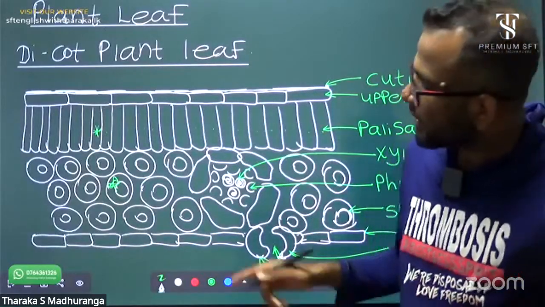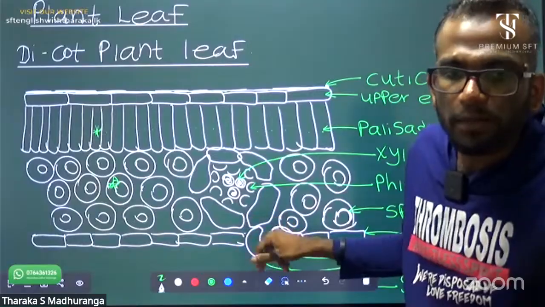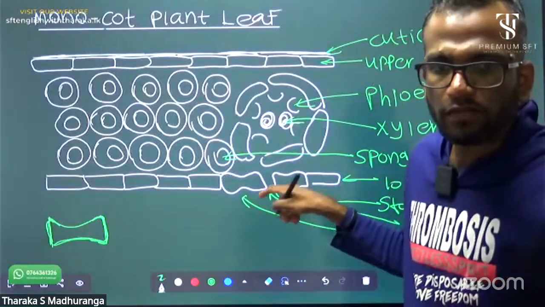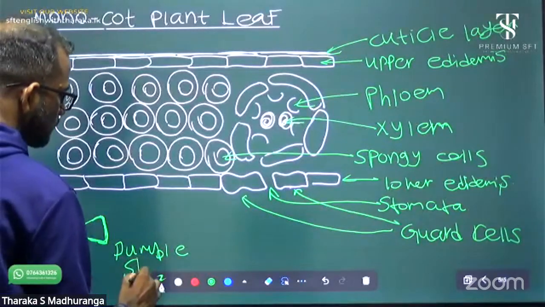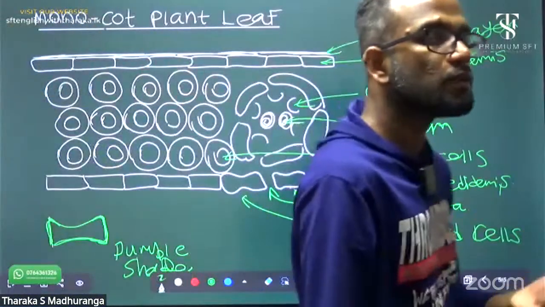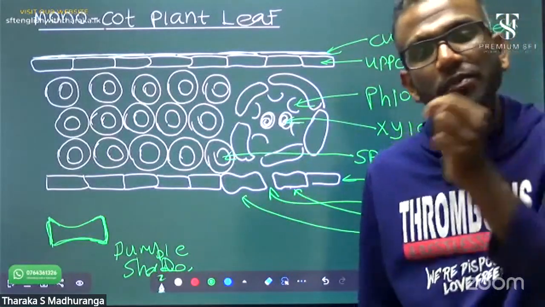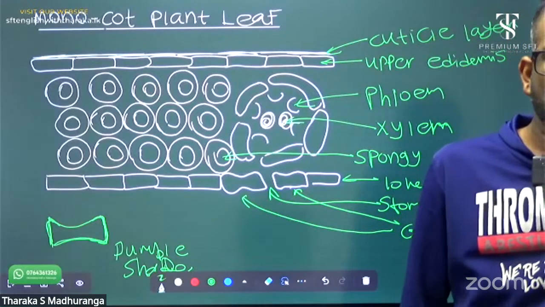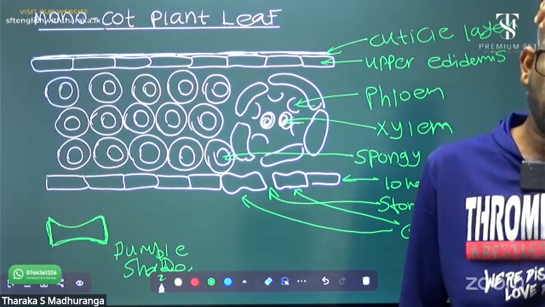And dicotyledon guard cells are bean shaped, but monocotyledon guard cells are dumbbell shaped. That we call dumbbell shape. Please note down dumbbell shape. These are the differences between monocotyledon plant leaf and dicotyledon plant leaf. Guard cells are bean shape in dicot, in monocot it is dumbbell shape. Okay, that's the only difference: palisade cells and guard cells.